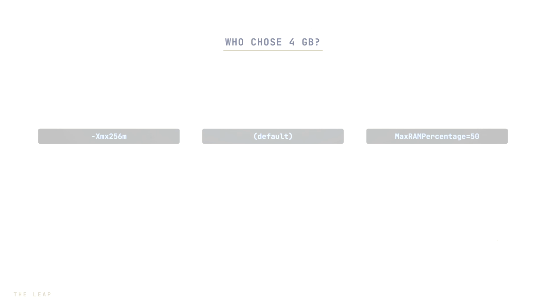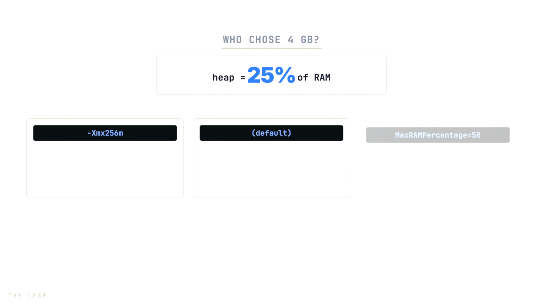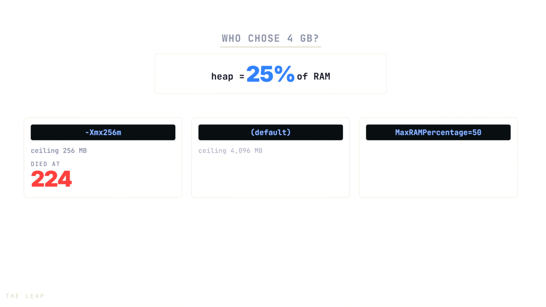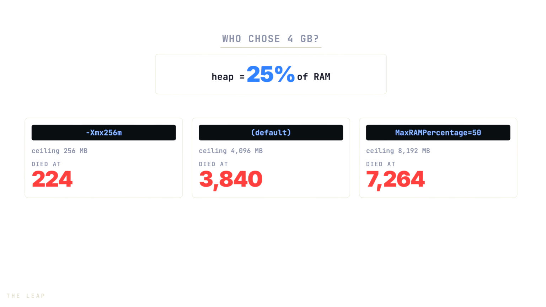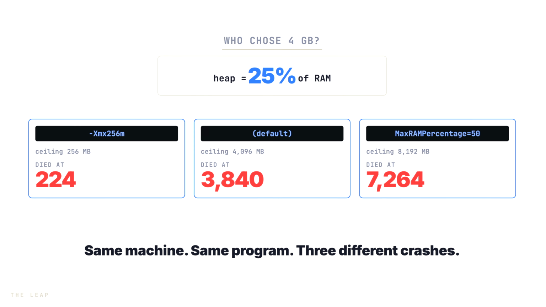Now, here's the part that surprised me. Nobody chose 4 gigabytes. A rule chose it. Give Java 1/4 of the machine's memory. So, I ran the same program 3 times, changing only that rule. First, a small limit. It crashed just below it. Then, the default quarter. It crashed just below that. Finally, half the machine. Same crash, much higher up. Same machine, same program, 3 completely different crash points.